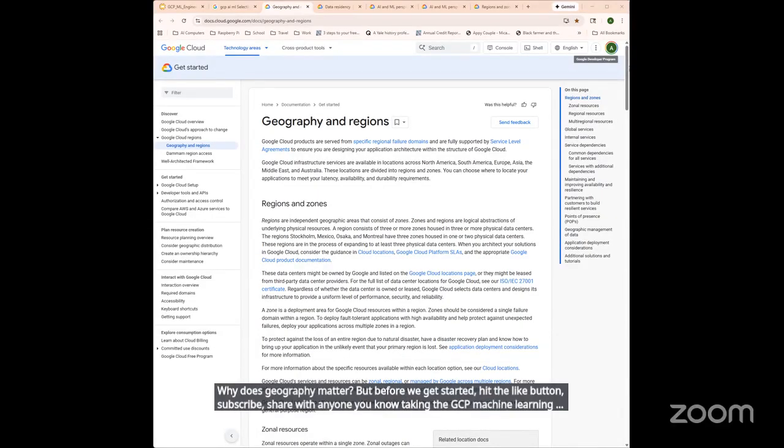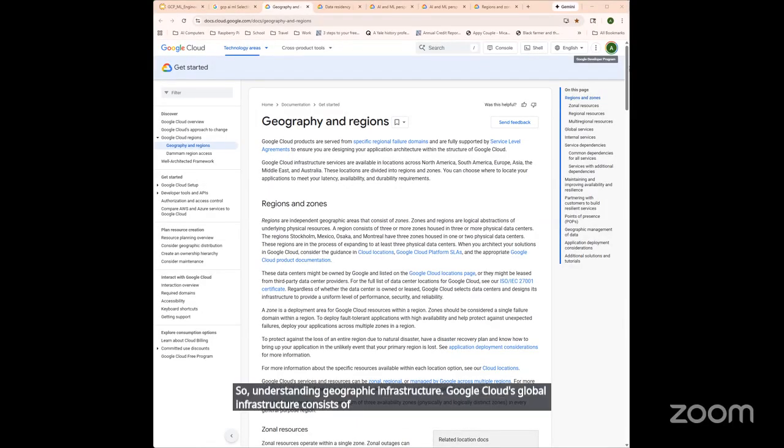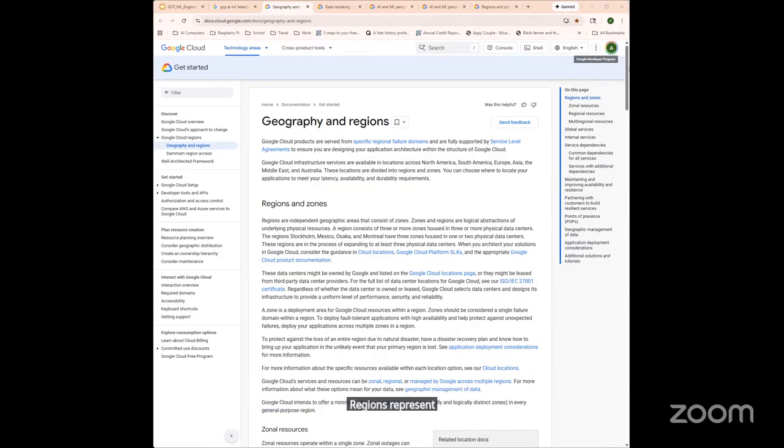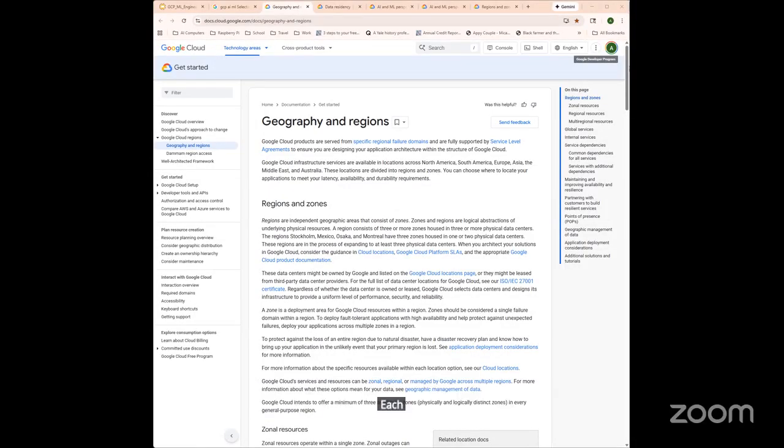So understanding geographic infrastructure. Google Cloud's global infrastructure consists of regions and zones. These are physical locations housing data centers and compute resources. Understanding this geography matters for performance, availability, and compliance. Regions represent geographic locations around the world. So you have US Central 1 in Iowa, you have Europe West 4 in Netherlands, and you have Asia Southeast 1 in Singapore. Each region operates independently with its own power, cooling, and network infrastructure. Regions contain multiple zones, typically 3 or more, to provide fault tolerance.